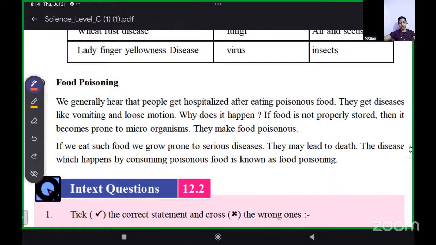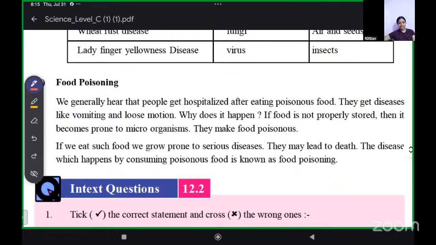Some microorganisms make the food poisonous. If we eat such food, we grow prone to serious diseases, and they may lead to death. These diseases, which happen by consuming poisonous food, are known as food poisoning. When we eat some microbes along with something that we are consuming, it is harmful for our health.